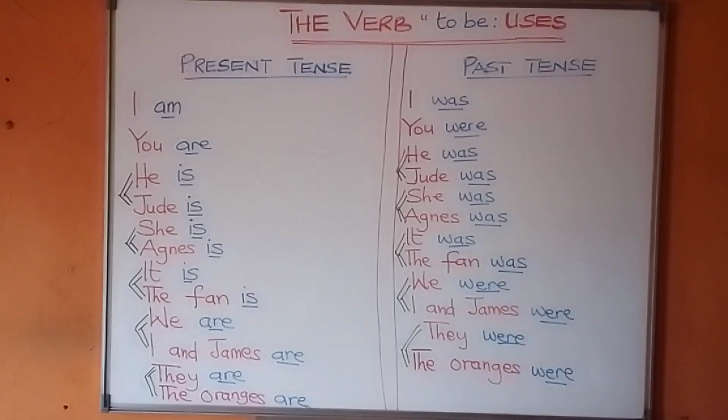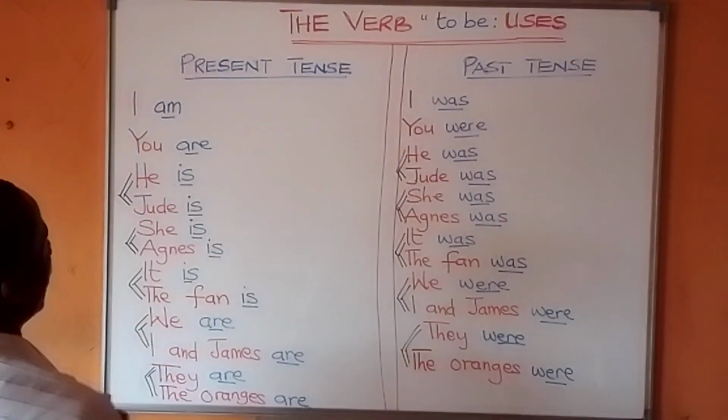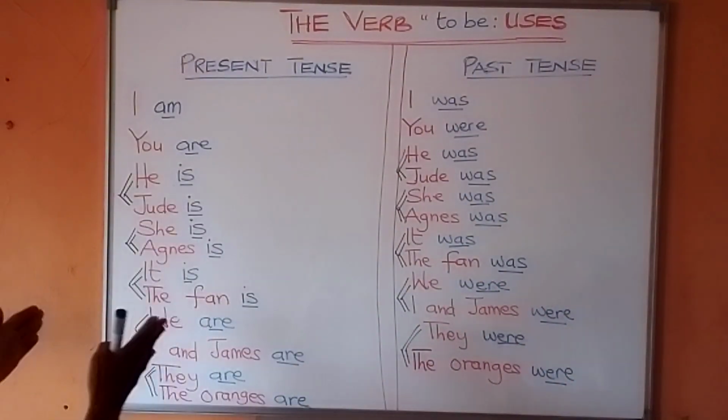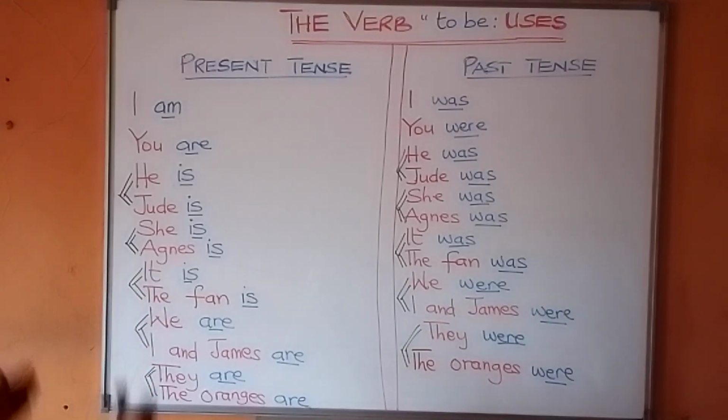That is the verb to be, uses. So we're going to look at how to start your English grammar in the present and how to start it in the past. That's why we have the verb to be, uses. How do you start speaking or writing the English language?